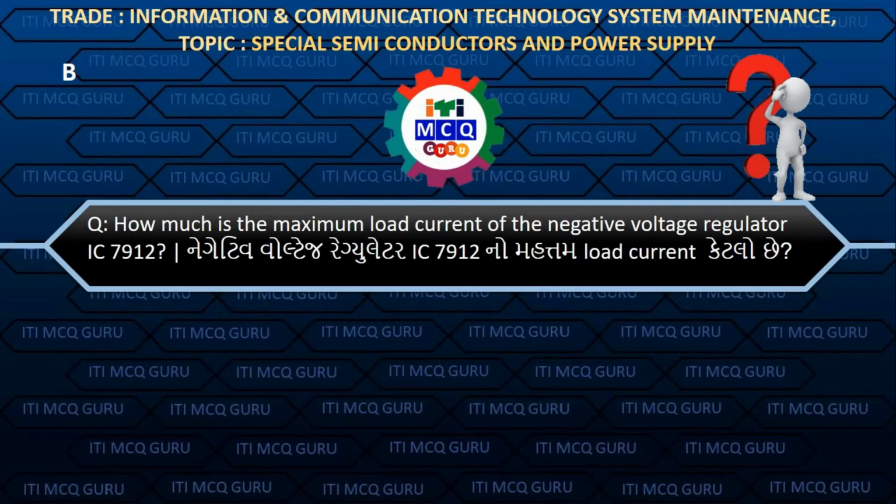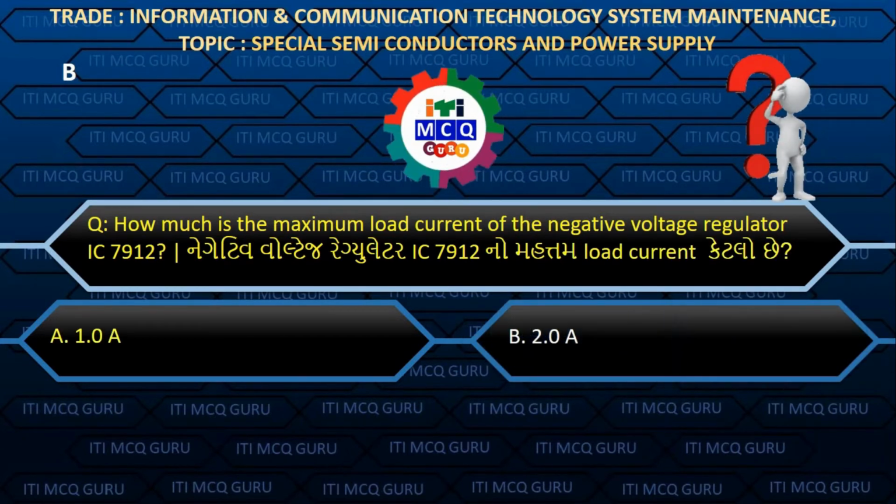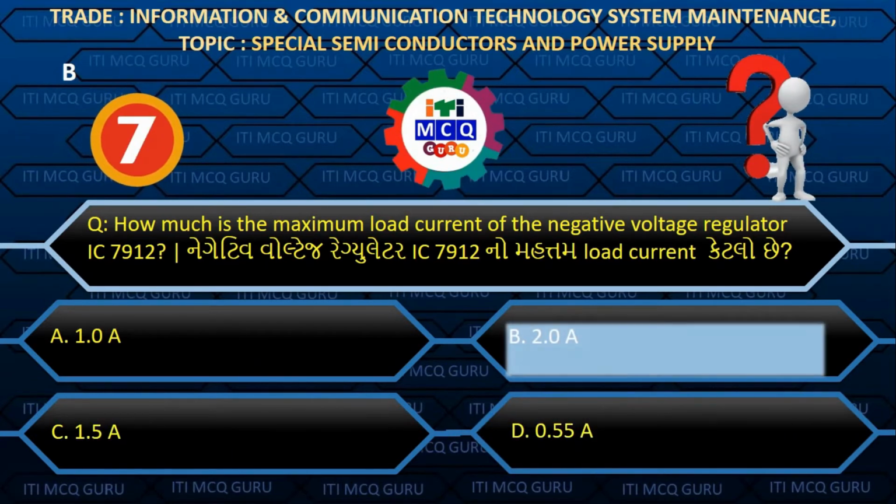How much is the maximum load current of the negative voltage regulator IC 7912? Negative voltage regulator IC 7912 નો મહત્તમ લોડ કરંટ કેટલો છે? The answer is B, 2.0 A.